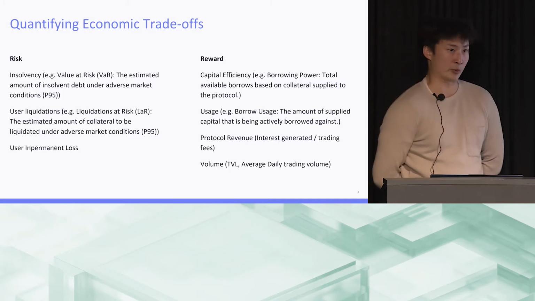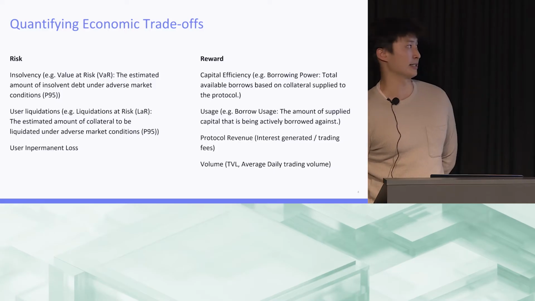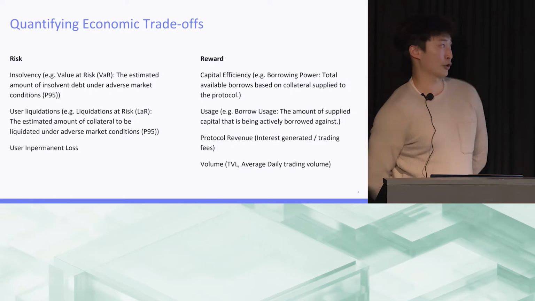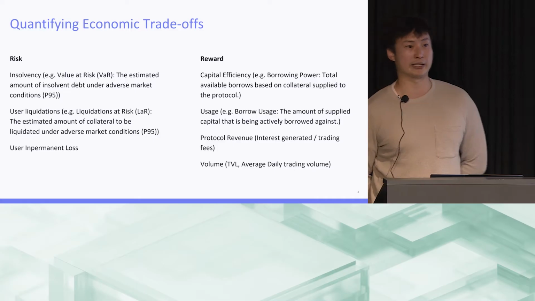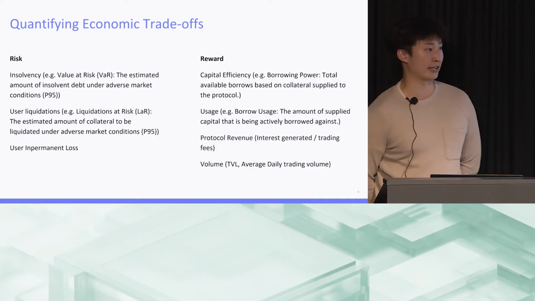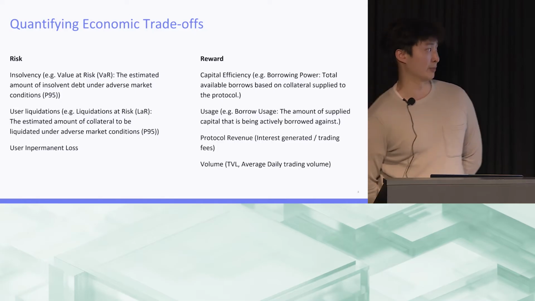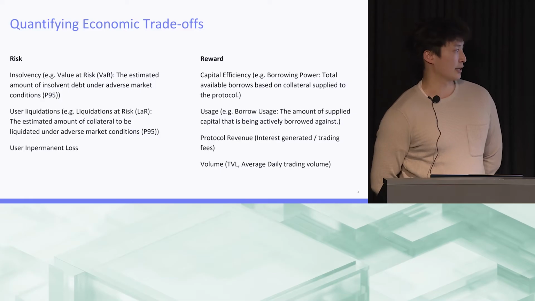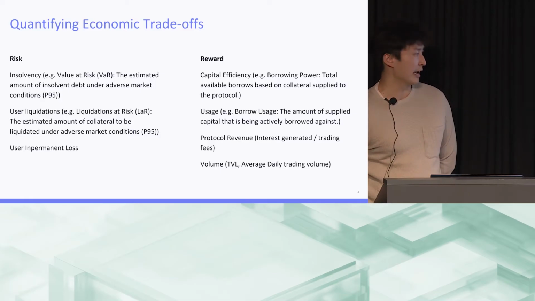So one of the ways that we've quantified the ability to think about insolvencies is value at risk. This could be also quantified as the estimated amount of insolvent debt under adverse market conditions, or the 95th percentile conditions of an ecosystem or protocol. And again, you could think of a similar metric for user liquidations.